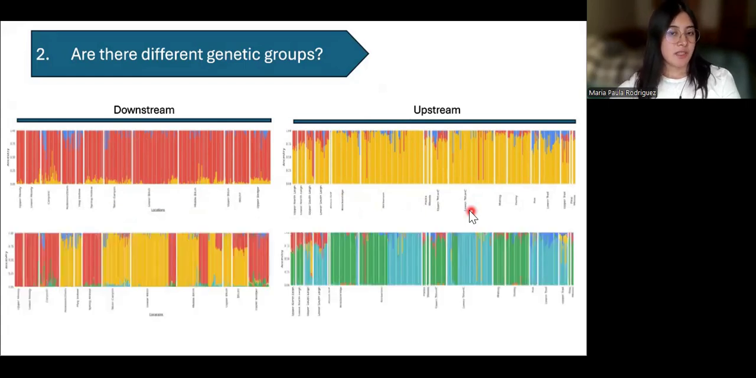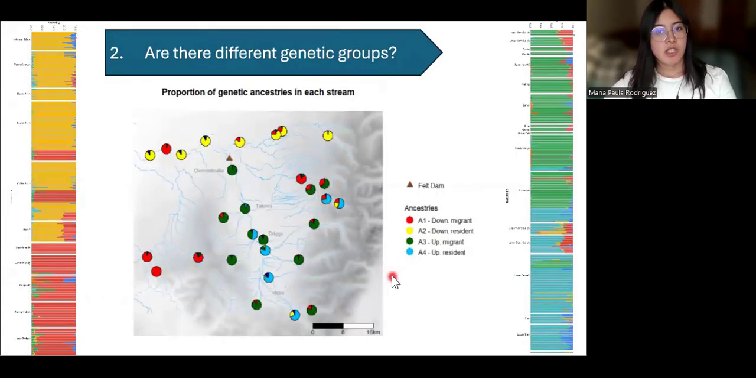When analyzed at a finer scale, the analysis found that there are 4 genetically distinct groups throughout the river, which are shown in red, yellow, green, and light blue. This map shows where these populations are located. The red and the yellow are downstream of the dam, and the other 2, shown in green and light blue, are upstream of the dam. Therefore, this means that other factors have also shaped the population genetic differentiation in the river, which is something I am exploring in my work.